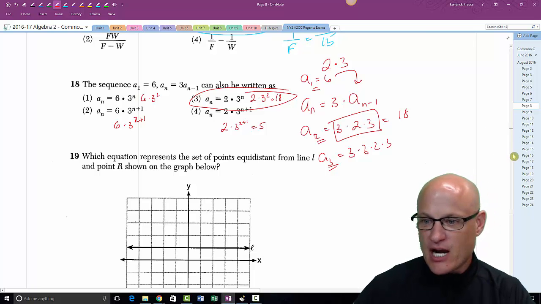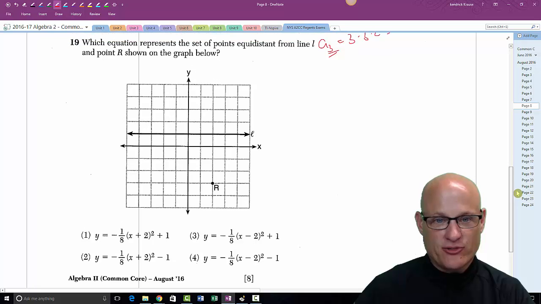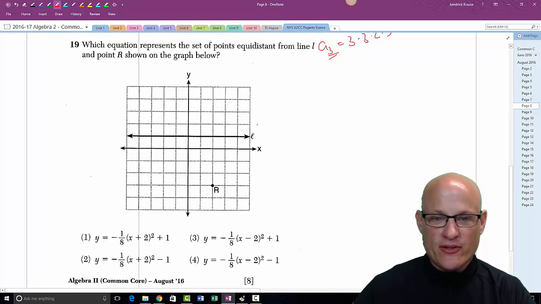Anyway, that's that. All right, the next one's really easy. Everybody should have gotten this one. You should have known that this is the directrix.